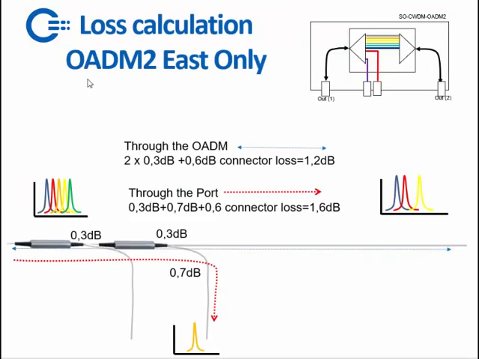Then the loss calculation of an OADM 2 east only. The color is the same, of course, but the pass-through for the OADM is lower, because instead of having 4 tubes, you only have 2 tubes.